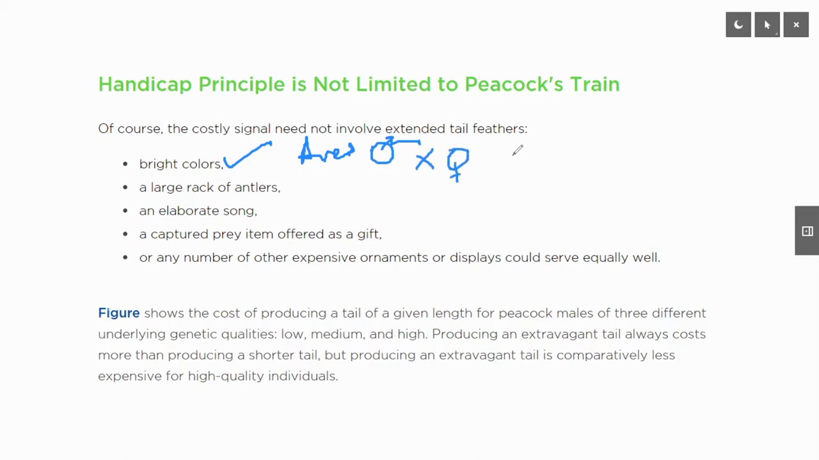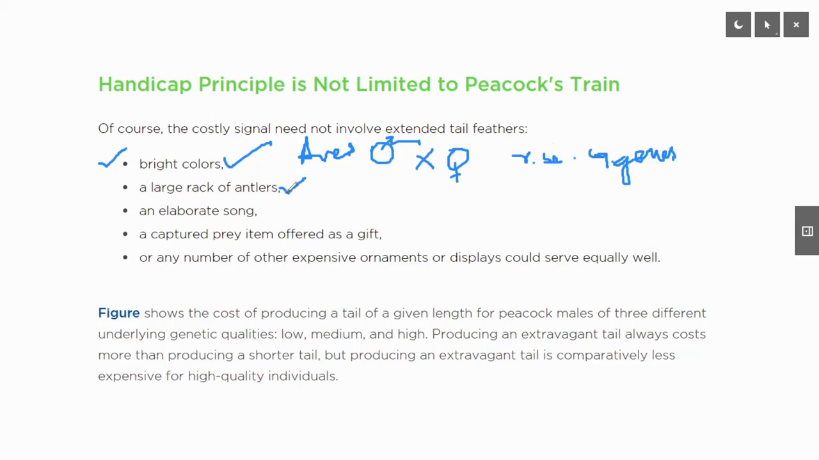Similarly, in fishes, other species of mammals and invertebrates, they are brightly colored, and their bright color gives a clear signal that I am receptive, I am sexually attractive, I am having good genes, good genes, and come and mate with me. Okay, similarly, a large rack of antlers.